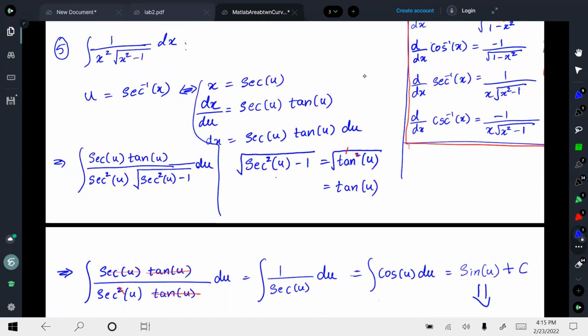I have completed 3 problems, and remember, I did only example problems similar to your lab manual. You don't have to do those problems, okay? But you have to do all the problems given in your lab manual.